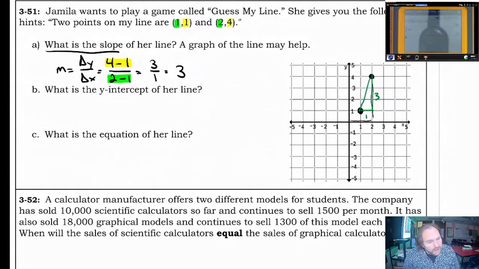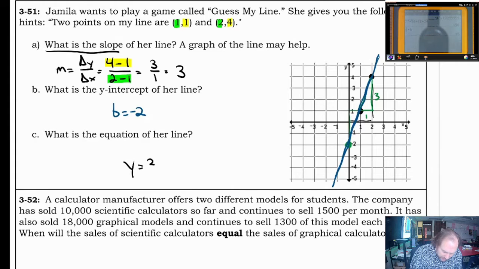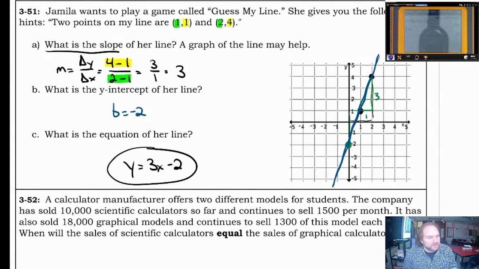As far as the y-intercept of this line, it might be useful to take that same 3 over 1 pattern and go back 1, down 3, and realize you're going to land right there at -2. If you kept that line going, graph the points, and then draw the line, you'll see it cross right there at -2. B equals -2. And then you can write the equation of the line. y equals 3x minus 2 would be the best way to write that answer. Or you could write 3x plus -2, whatever you want to do.